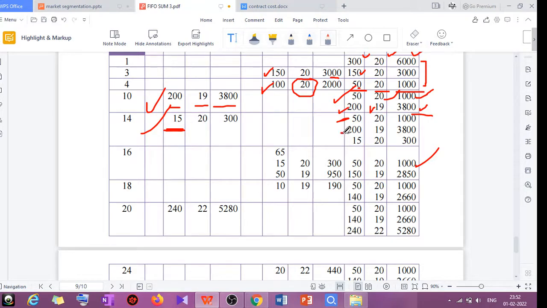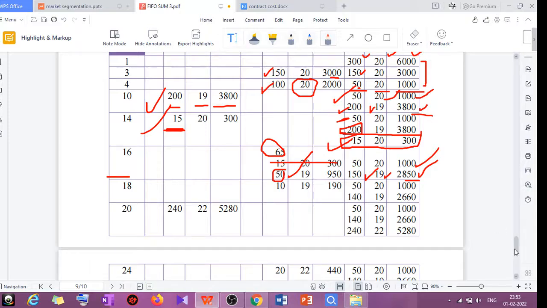Then what about the second lot? Out of 200, we have given 50. So 200 minus 50 will be 150. Rate is 19. Amount will be 2850. What about the last lot? Do we have to write it here? We are not supposed to write it here because we have already issued it, right? See, under the LIFO method, from the last we are giving now. So that's why we are not writing it again. Out of 65, first we have given 15. After that we have given from the next lot. That is, this 200 is there now. Out of 200, 50 is given. So the remainder will be 150. Got it? I hope it is clear to you.